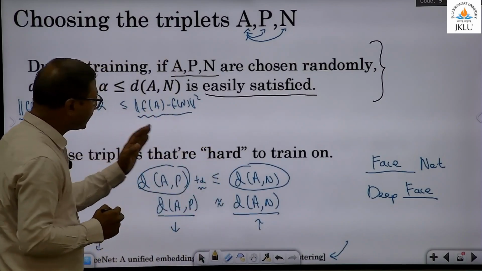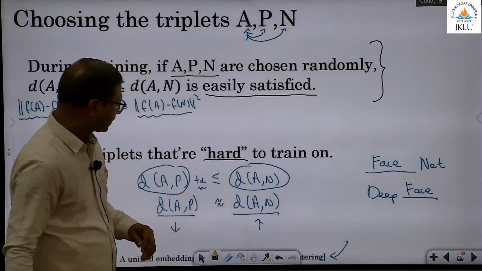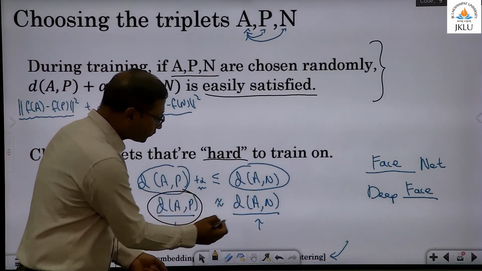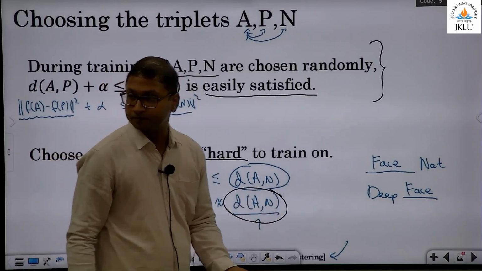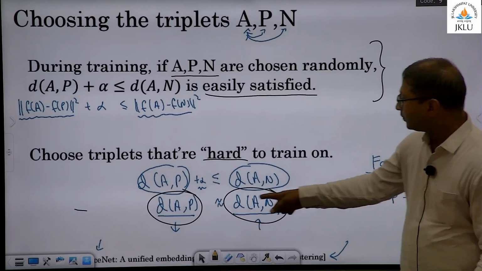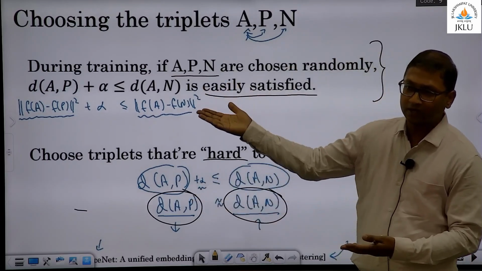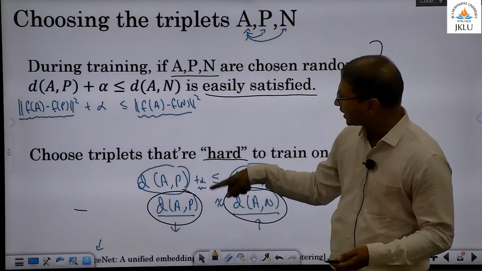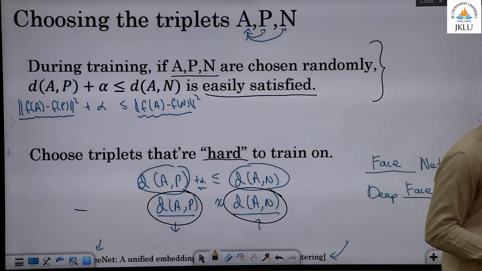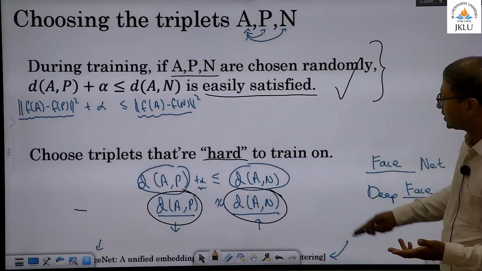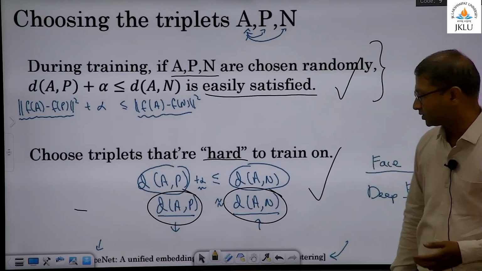Now choose triplets that are hard to train on. And what do we mean by hard to train on? Those examples for which this value is roughly the same as this one. And why are they important? I am asking this question in terms of the loss function. What impact will they have on the loss function? Both these kinds of examples. So what will be the value of my loss if I choose this versus if I choose only this?